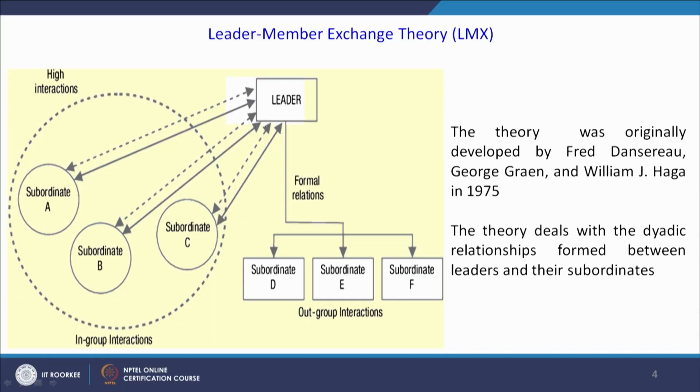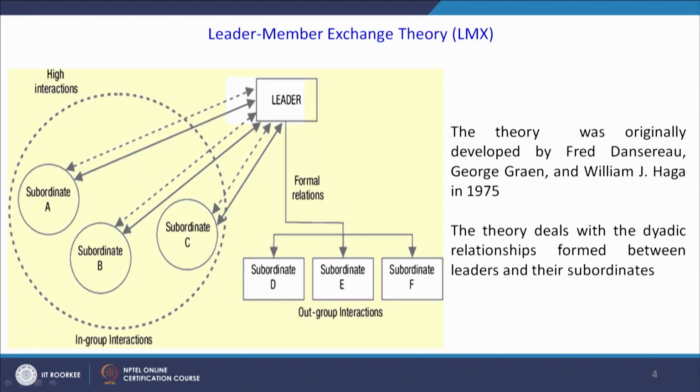That there is a stark difference now between what contingency theories of leadership focused on and what leader member exchange theory, as a contemporary approach to leadership, has approached. So, this theory was originally developed by Dansereau, Graen and Haga in 1975, and the theory deals with the dyadic relationship. Here dyadic means two people, one to one. If three people, it is triad. So, here it is specifically the dyadic relationship formed between the leaders and the subordinates, one to one.